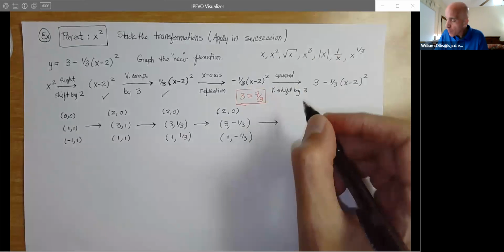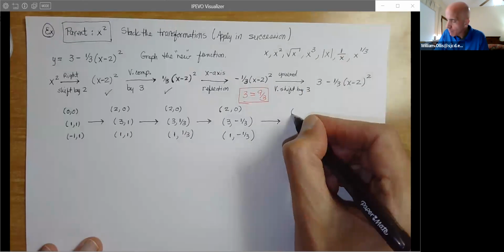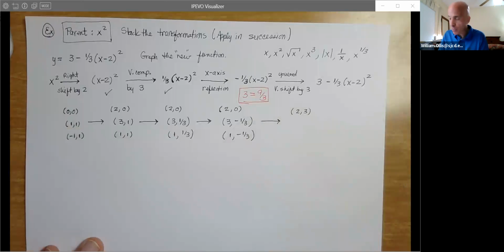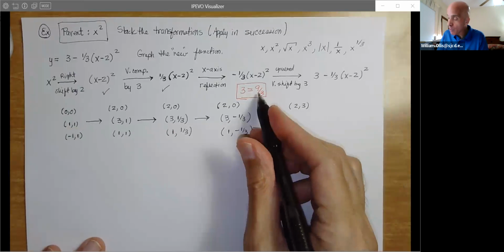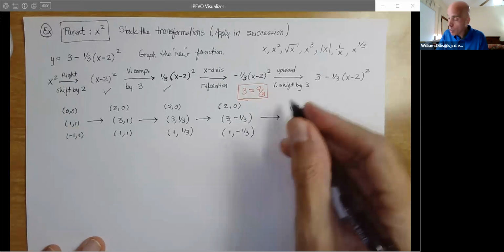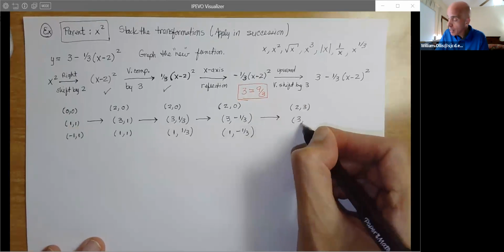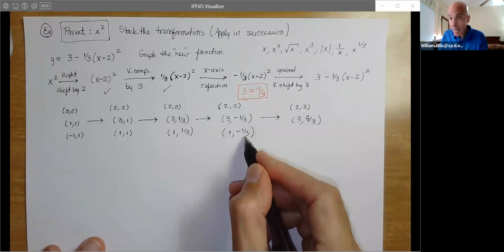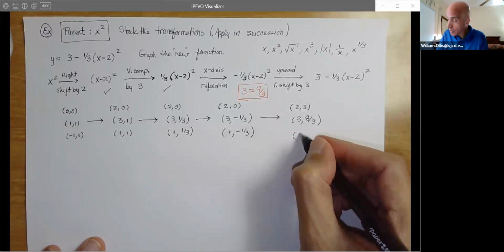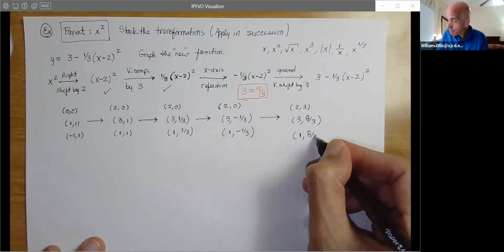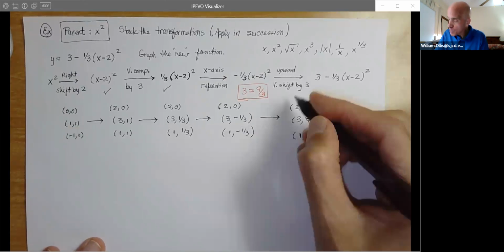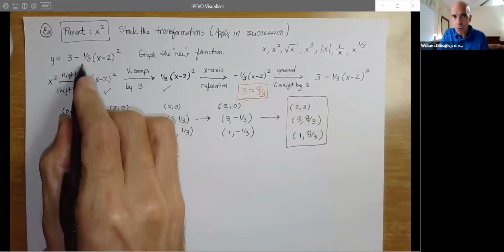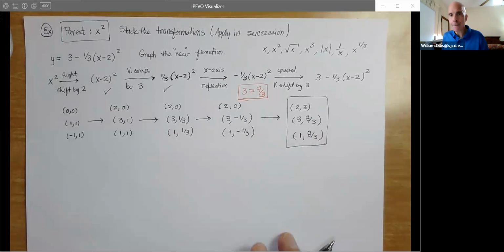Now, the first one, well, I don't need it. We'll just have 2, 3. So we're shifting the point upward by 3. Now here we have 9/3 plus a negative 1/3. So that gives us 3, 8/3. Here we add 9/3 here. Again, we get 1, 8/3. So now this is the new graph. Points on the new graph. Points on that graph right there.